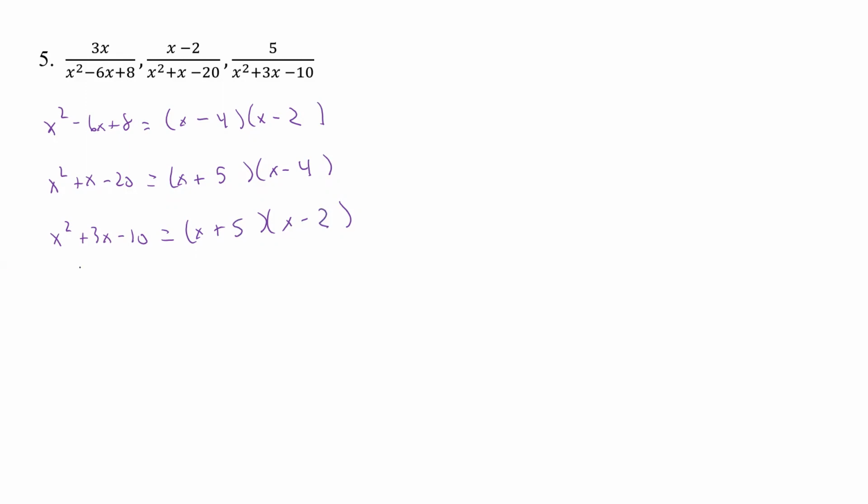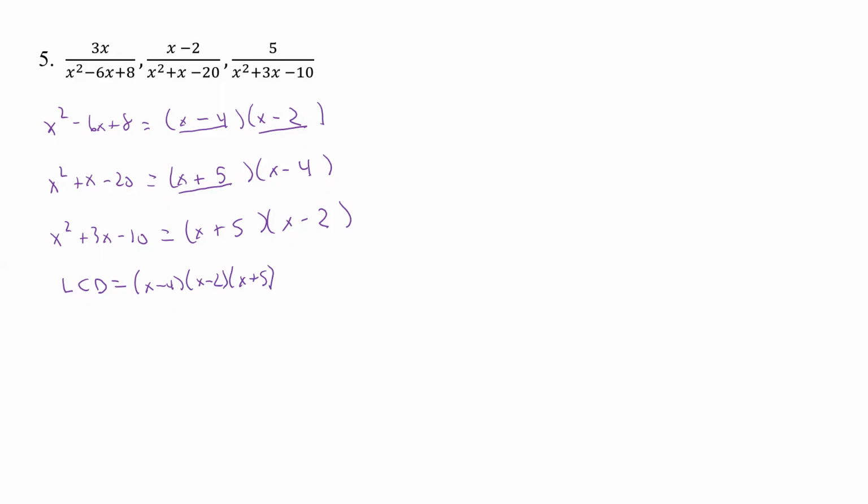And so now we can get our LCD. Well, we only have 1 x minus 4 here, no doubles. We have 1 x minus 2, no doubles. We have 1 x plus 5, no doubles. And so it's just going to be x minus 4, x minus 2, x plus 5. And so that's going to be our LCD.